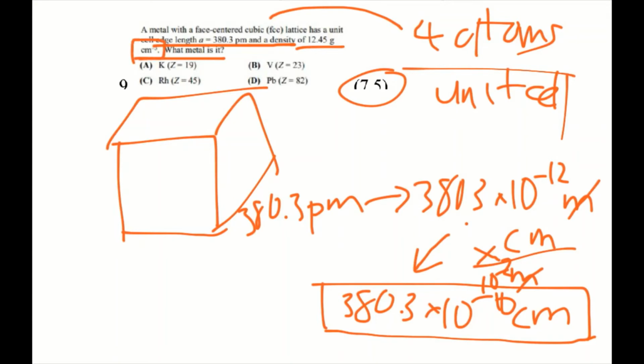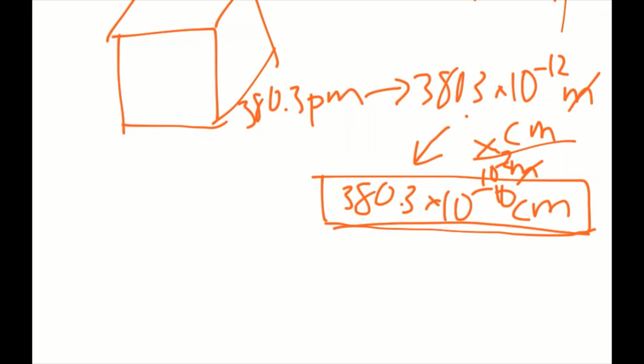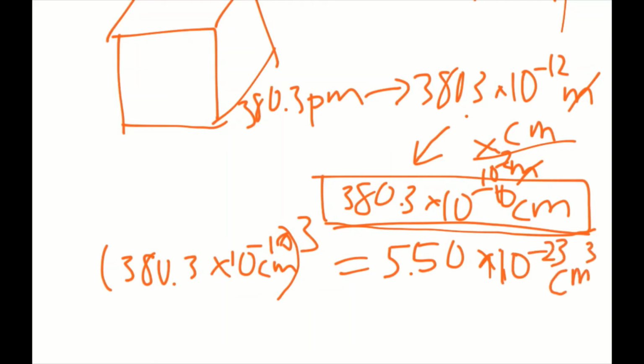So let's now find the volume of this unit cell, since I think that will be important. The volume of a cube is just the edge length cubed. So 380.3 times 10 to the negative 10 centimeters, and we have to cube all this, and I get 5.50 times 10 to the negative 23rd cubic centimeters.